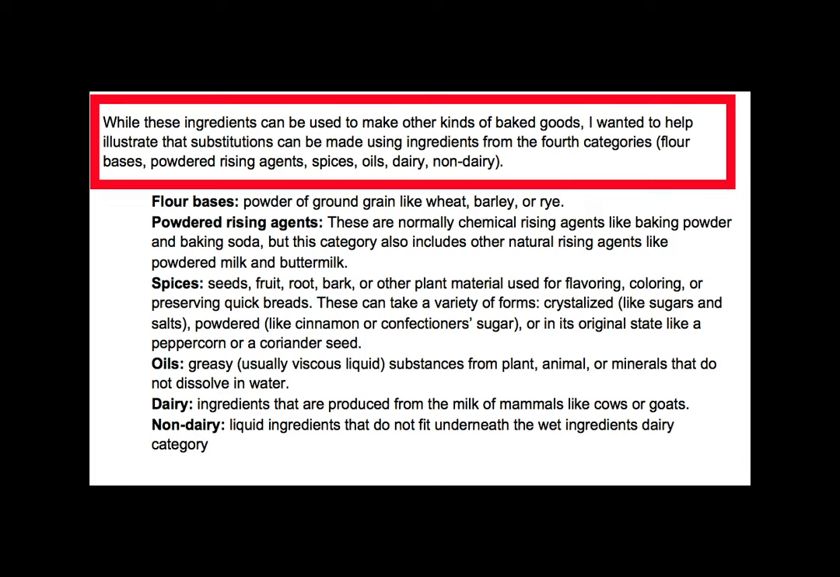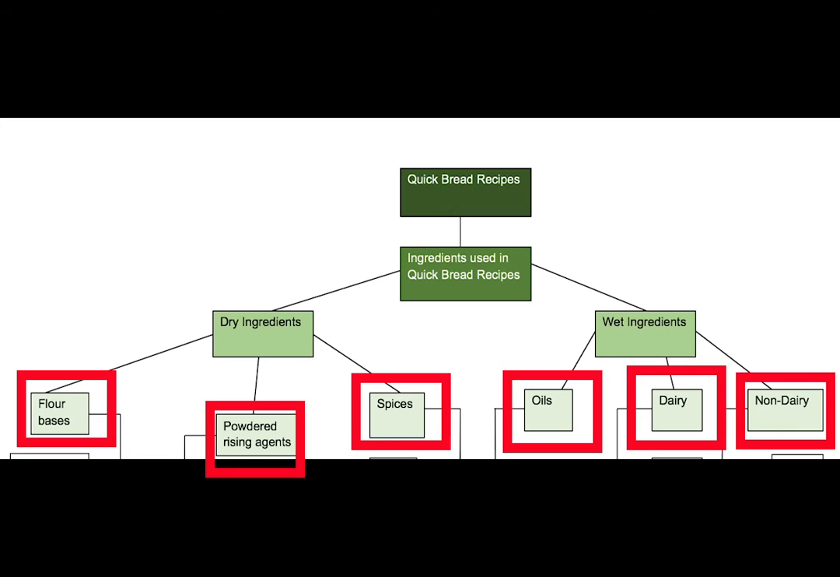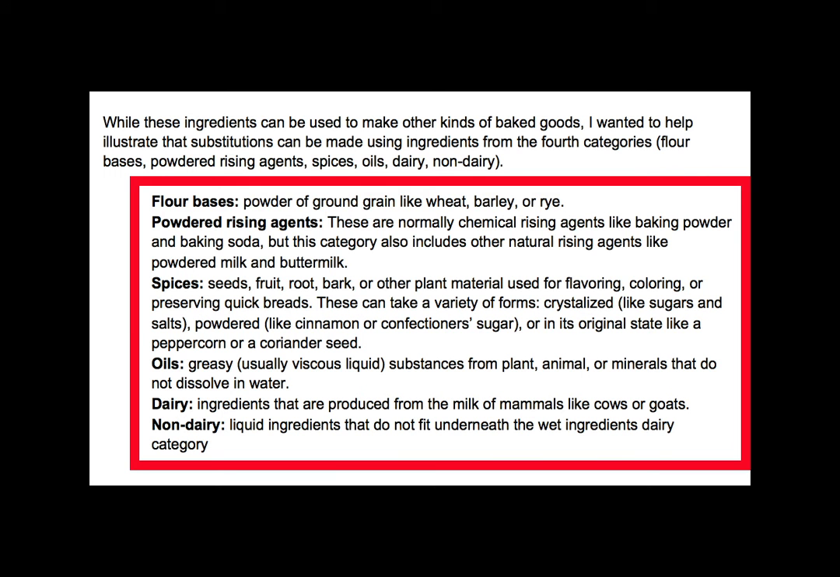These ingredients can be used to make other kinds of baked goods, and I think this taxonomy will help illustrate that substitutions can be made for the ingredients in the fourth categories, which are the flour bases, powdered rising agents, spices, oils, dairy, and non-dairy. Flour bases are powder or ground grain like wheat, barley, or rye. Powdered rising agents are normally chemical rising agents like baking powder and baking soda, but this category also includes other natural rising agents like powdered milk and powdered buttermilk.